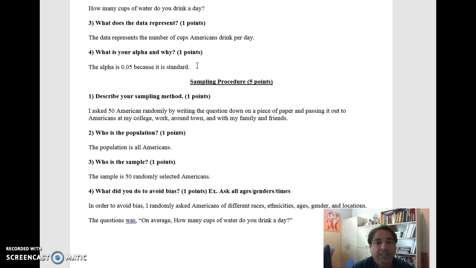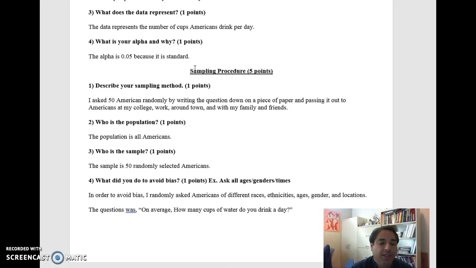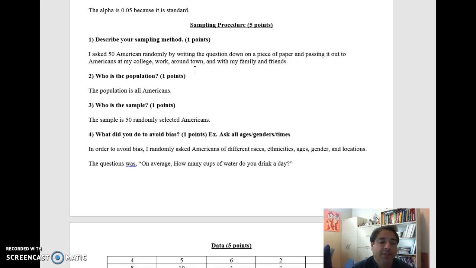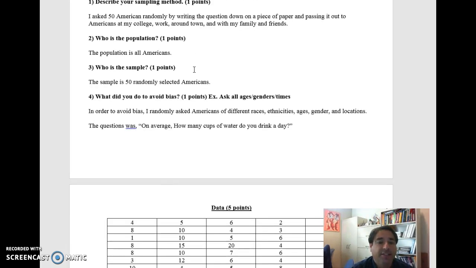I went all different places: family, friends, strangers, all around town, college, work. The population was all Americans. The sample is 50 randomly selected Americans. And to avoid bias, I asked different races, ethnicities, genders, locations. And the question was, on average, how many cups of water do you drink a day?